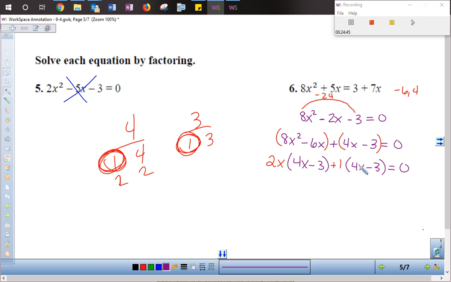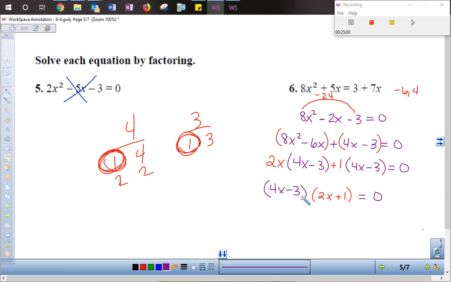Now the two binomials that I have in common are 4x minus 3. And then I'm left with the 2x in front of this guy and the plus 1 in front of that guy. So that leaves me with 4x minus 3 times 2x plus 1 equals 0. Now, I have to keep going because now we have an equal sign that's set to 0, so I need to get my two solutions.